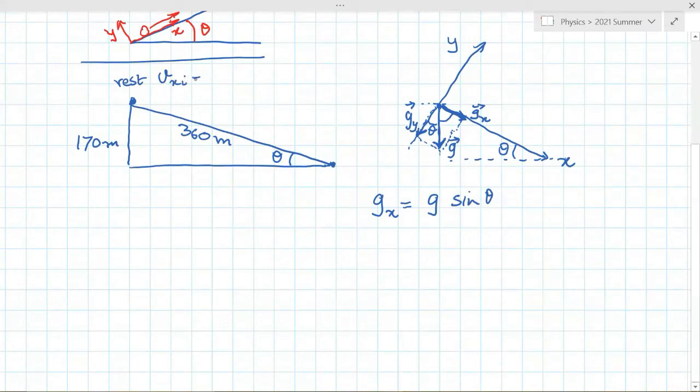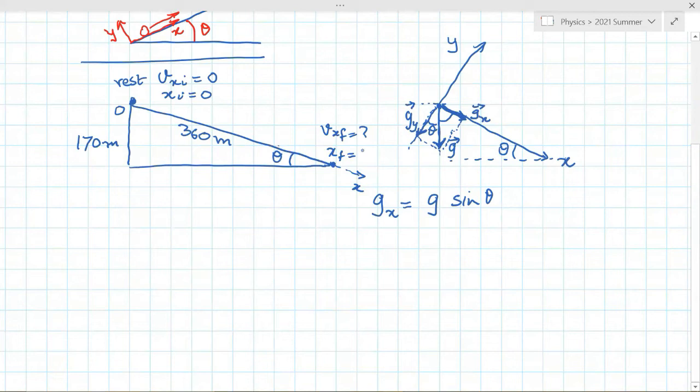Vx initial is 0 because it starts from rest. And since we can put the origin here for the axis, x initial is 0. And what is the final velocity? That's what we're trying to find out, assuming no friction. And what is the final position? The ramp is the x-axis, and this length is 360. We're measuring from the top. We put the origin on the top, and this is 360 meters down along the slope. The x-axis is along the slope. This is why we put the axis like this.